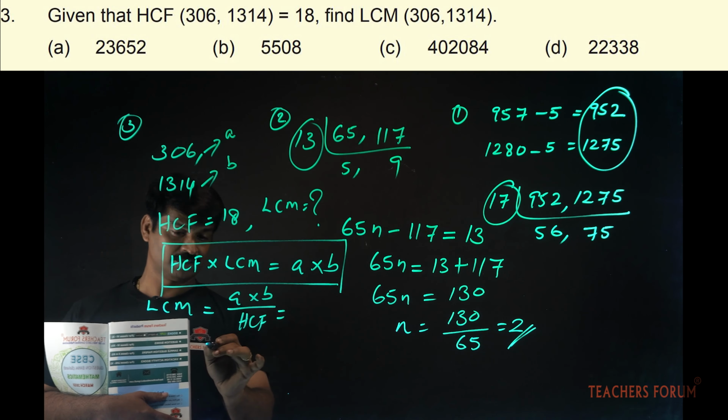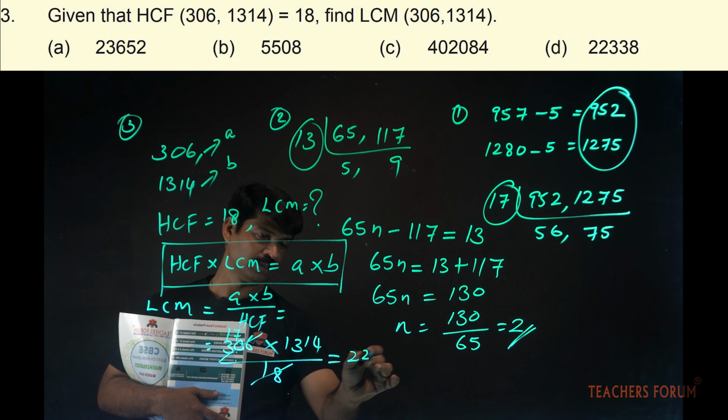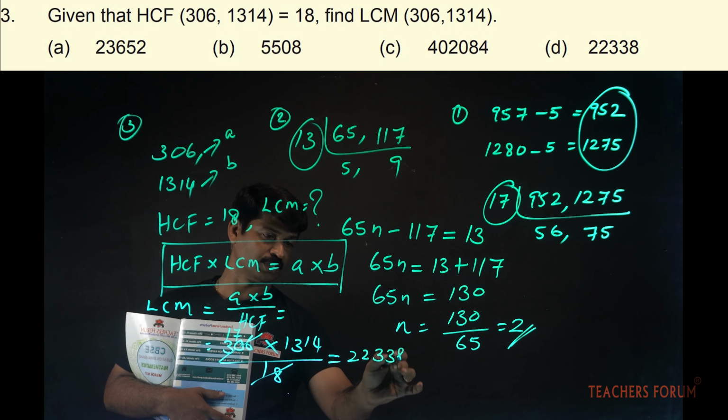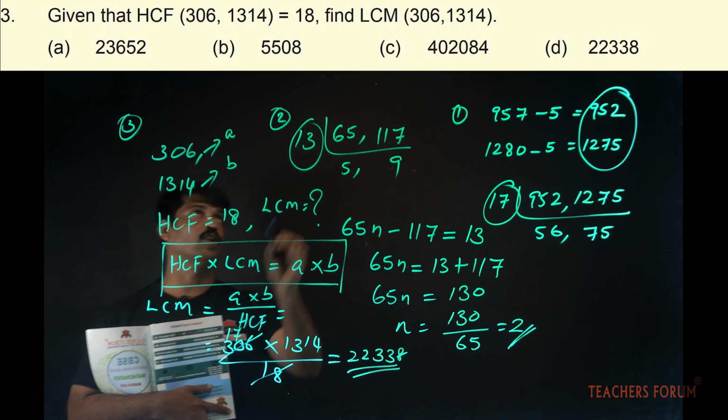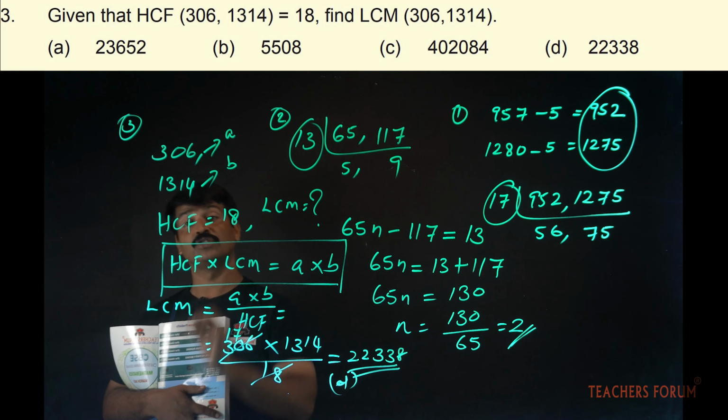That is equal to 306 and 18, that can be divided by 17. So when you multiply, what you will be getting? You will be getting 22,338. So what is the correct option? The correct option is option D. D is the correct answer. So this is very important. You should know this relation.